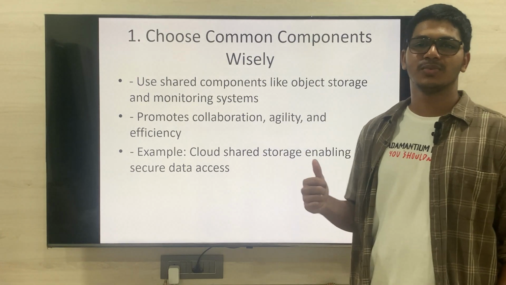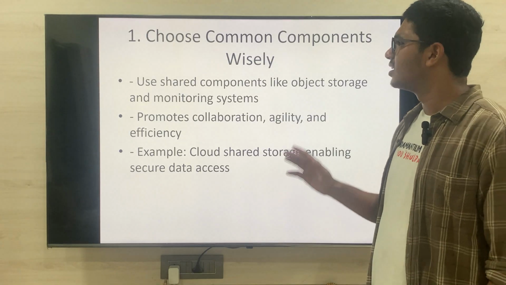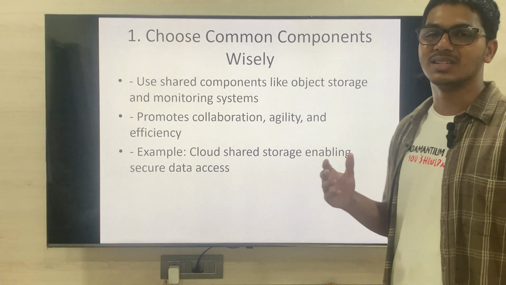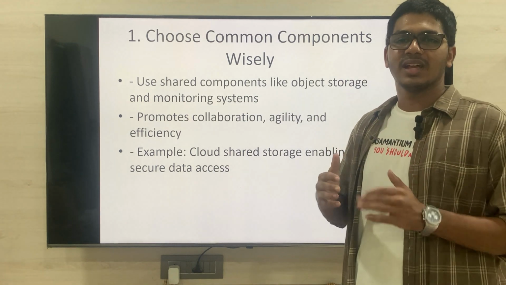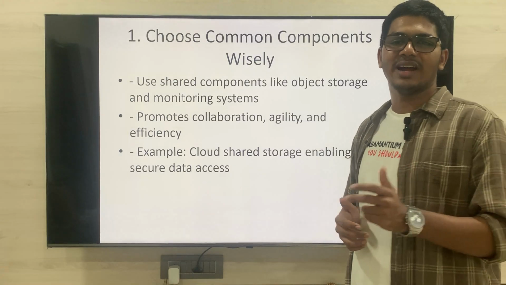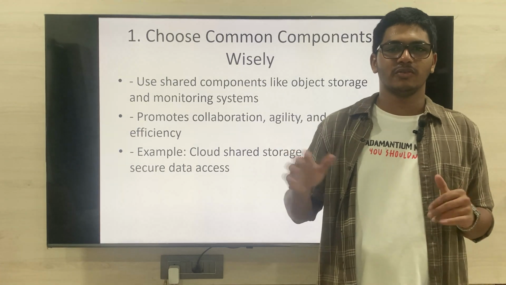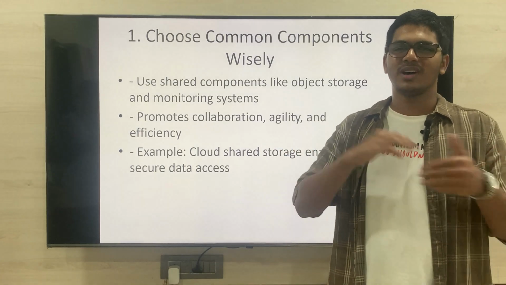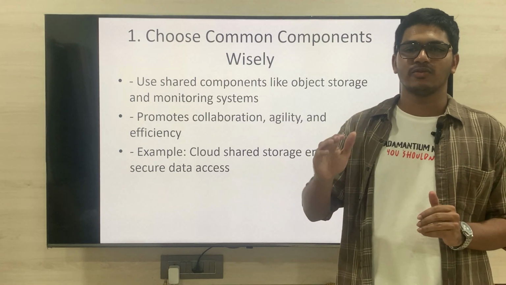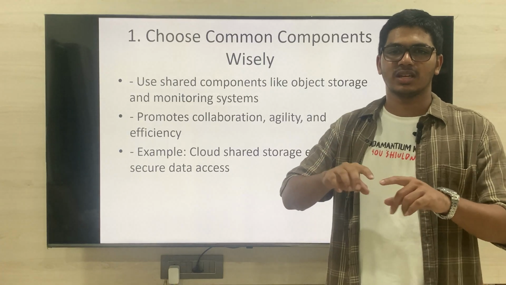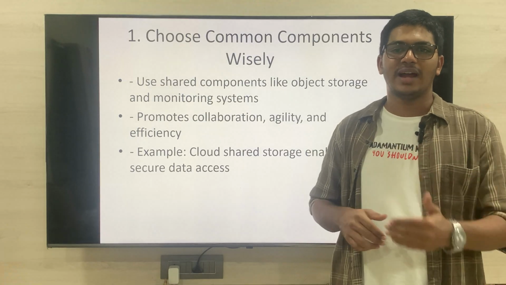Here we have principle number 1. Choose common components wisely. This simply means that you don't reinvent the wheel every time. Use shared building blocks like object storage, monitoring tools, and version control systems. When teams share the same foundational components, everything becomes faster, smoother, and far less chaotic. For example, cloud platforms let different teams access the same secure dataset while using their own tools. It boosts collaboration and agility.